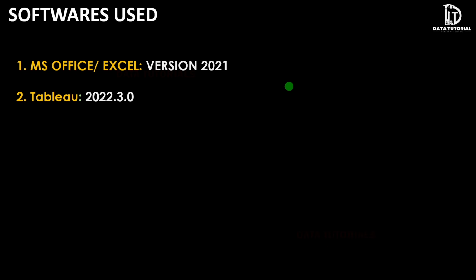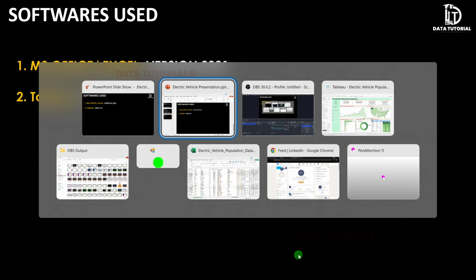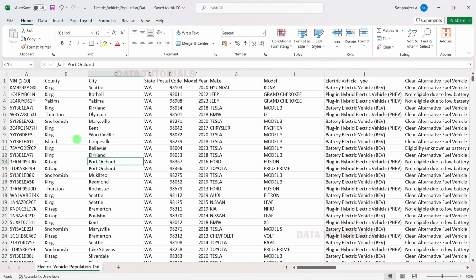All right, guys. So next, let me show you our data. This is the data which we are going to use in this project. This will be the raw data. It is in the form of a CSV file, a .csv file. I have downloaded this data from the Kaggle website. If you just type electric vehicle population data, you will get a number of data sets. From that I have picked one.